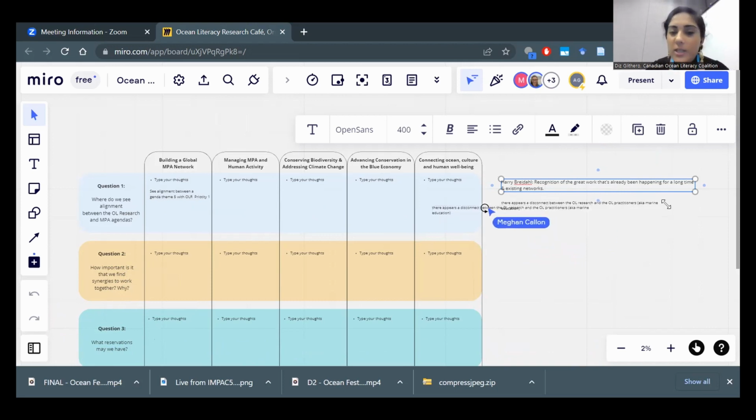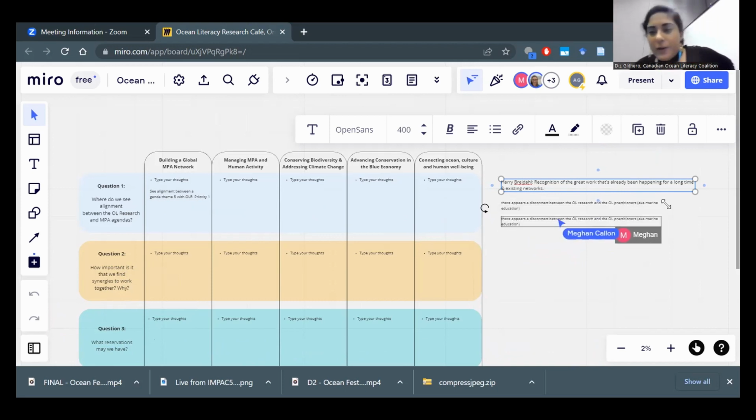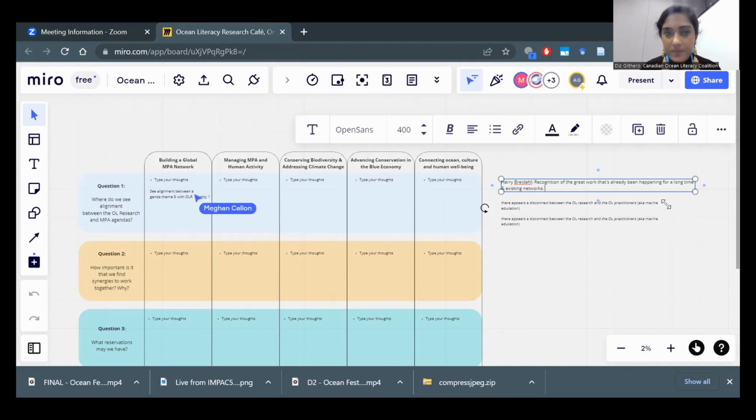Is there anyone joining virtually from the MPA side of things that has some perspective on how ocean literacy ties into MPA networks or planning? Oh, Daniela, go ahead, please.